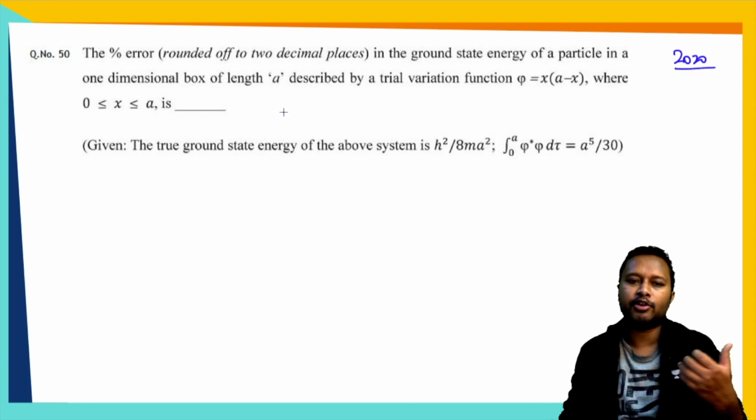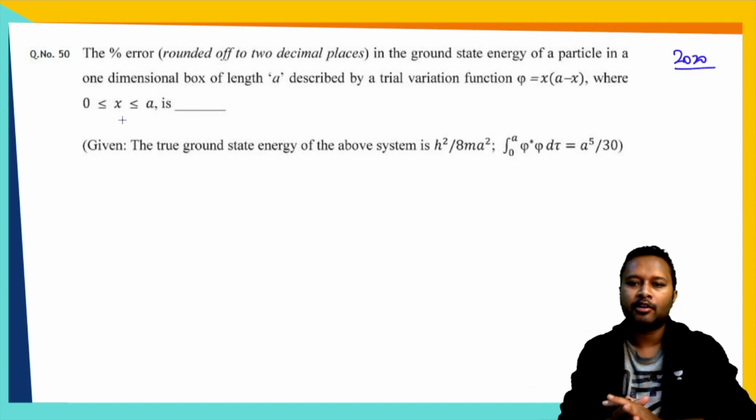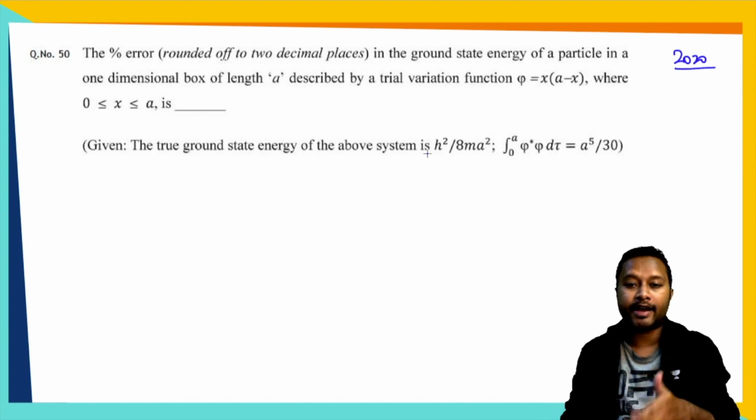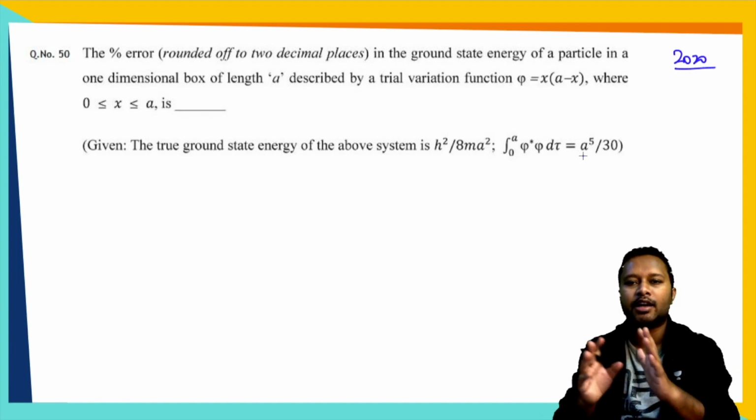The wave function is given to you, where x is in the boundary condition from 0 to a. The true ground state value, or the actual ground state value, is h square upon 8ma square. That is also given to you, and if you integrate psi star psi d tau from 0 to a, it will give you a to the power 5 upon 30. So all this data is given to you. You have to use that to solve it.